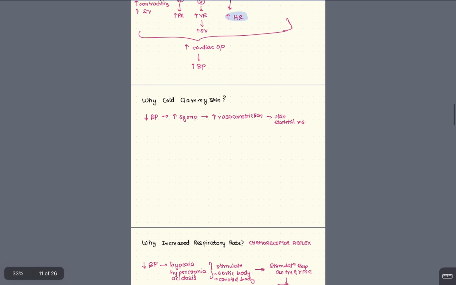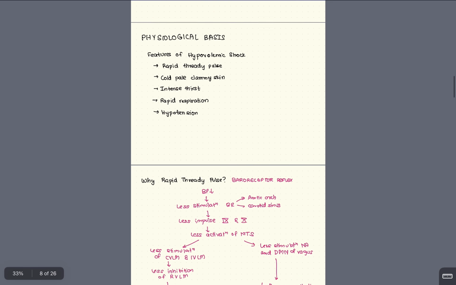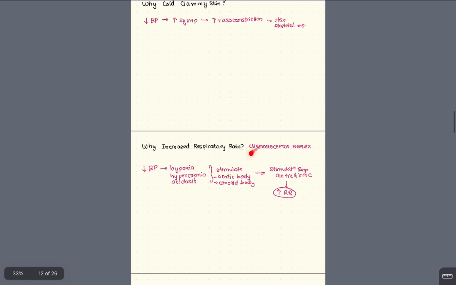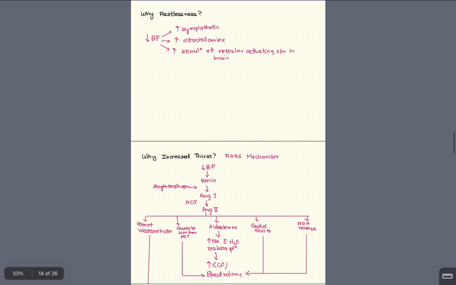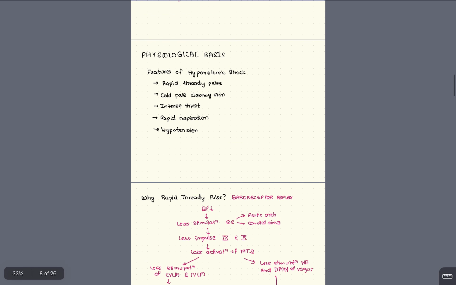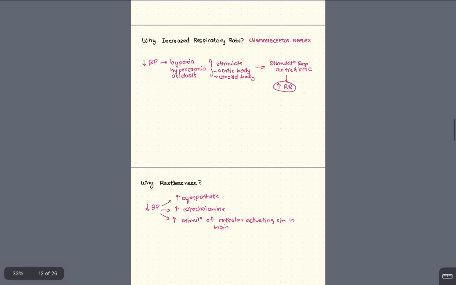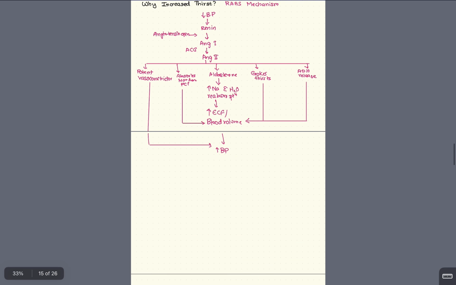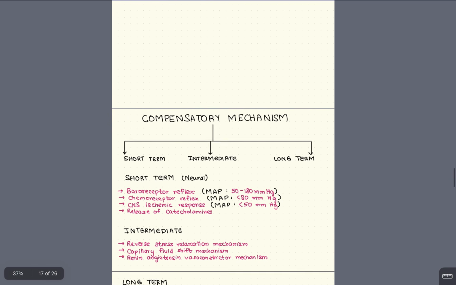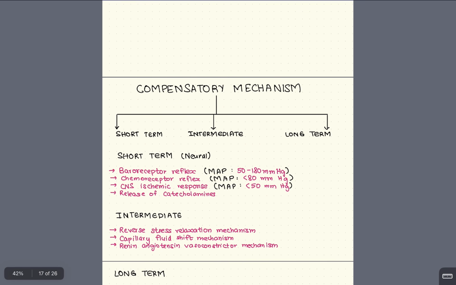So when we talk about physiological basis, the three main mechanisms we learned were baroreceptor reflex, chemoreceptor reflex, and RAS mechanisms were the main important mechanisms. But we also discussed the physiological basis of other signs and symptoms also. Okay, hope this is clear for you. It's very important. They usually ask this for questions. Okay, now next we are going to learn about compensatory mechanism, most of which we have already covered.